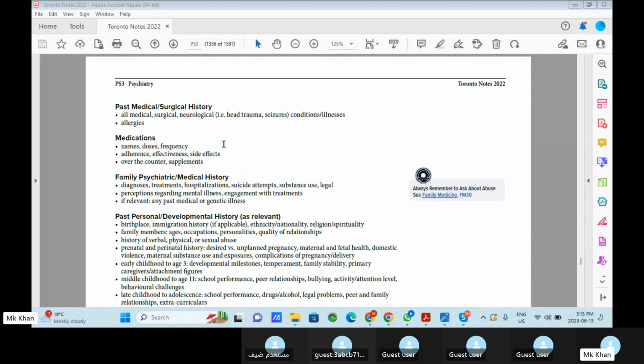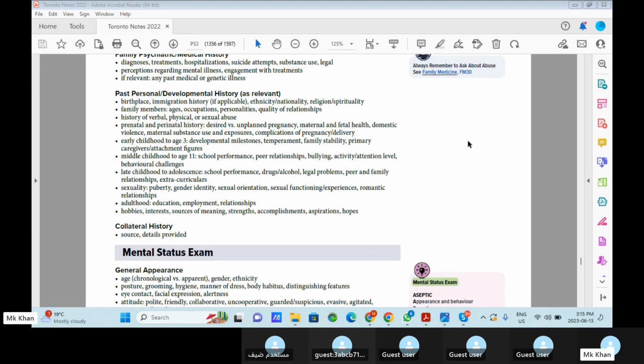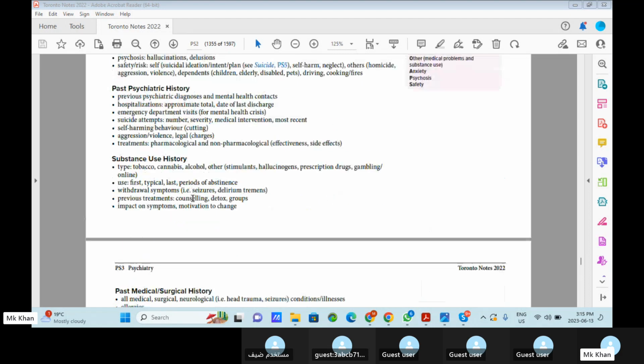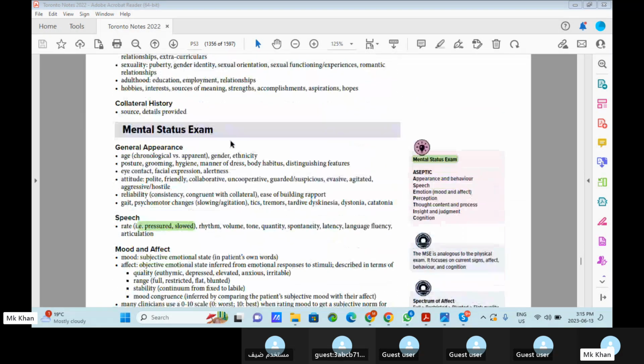So past medical history: if the patient is taking any medications, maybe he's having those effects because of those medications. Past family history, medical history. And always we have to check about abuse, if there is any abuse going on, and then all the detailed history, developmental history, personal problems, and all those. So basically the first part is all the psychiatric history part.